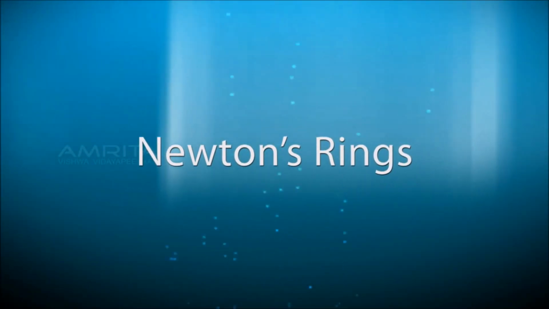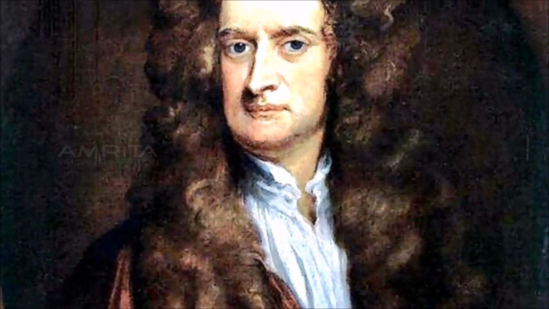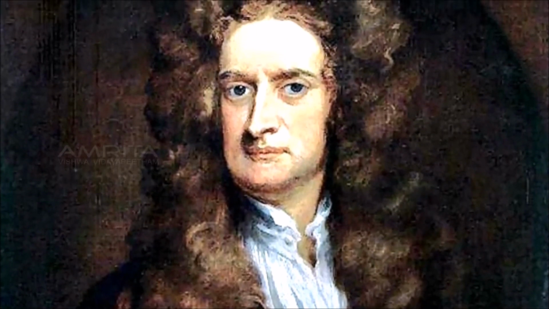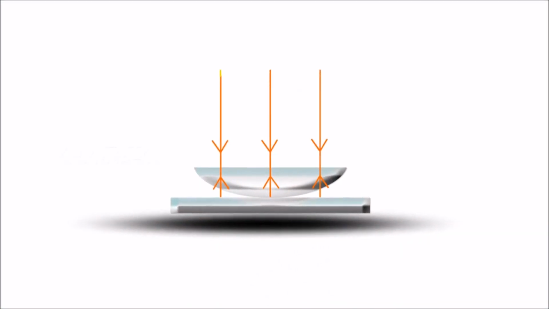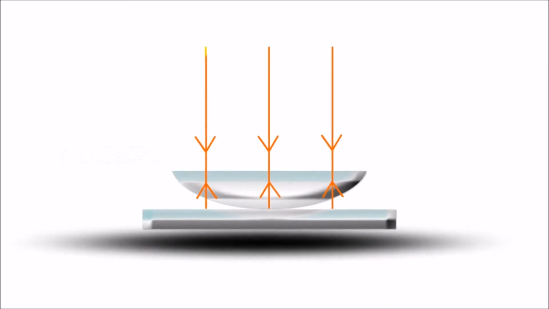Newton's rings. The phenomenon of Newton's rings, named after Isaac Newton, is an interference pattern caused by the reflection of light between two surfaces, a spherical surface and an adjacent flat surface.